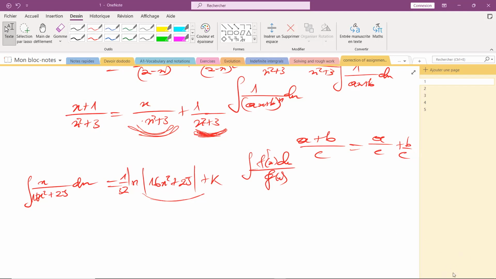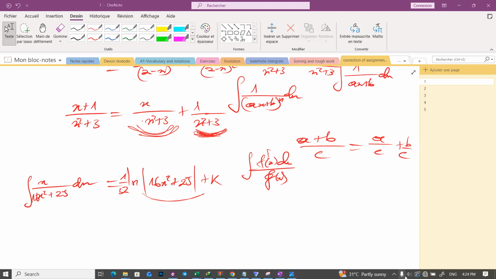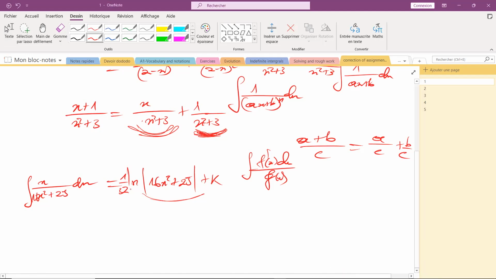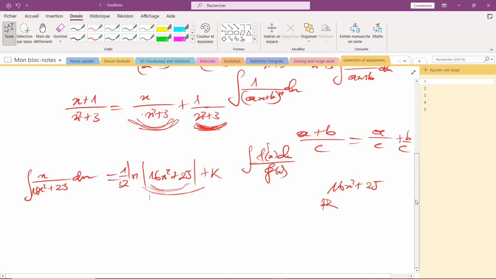If you are capable of showing that what is inside here, that is this 16x squared plus 25, is always positive, then you will be capable of removing this absolute value sign. This is a primitive. There are no boundaries. This means that this integral is valid on the set of real numbers. That is, you have to prove that for every real number, this will always be positive for you to remove the absolute value sign. The whole literature you wrote there, that's not how you are supposed to prove it.